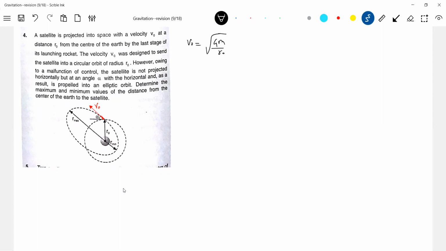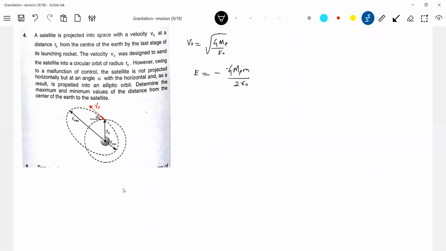The orbital speed is root of GM by R naught. If it were in circular orbit, it would have been this much of the orbital speed. Then it was launched at an angle alpha. If I launched horizontally, okay, but at an angle alpha it is launched here. So therefore, an elliptical orbit it will come. So what is the expression for the energy of a satellite in elliptical orbit? That should be equal to minus G times mass of planet, mass of the satellite M, into 2 R naught, no?